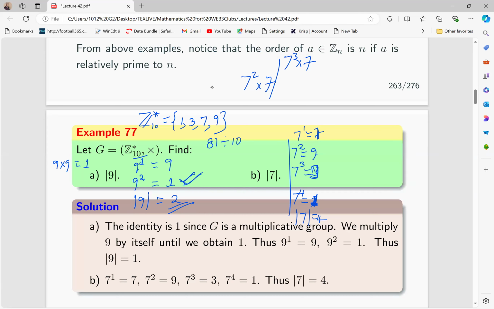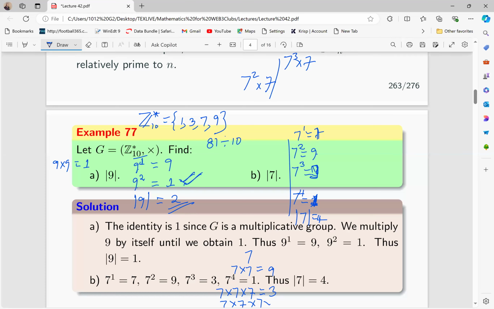So again, for this one, I understood this as 7. Then this will be 7 times 7, which is 7 square, because that is 9. Then 7 times 7 times 7, that will be 3. And then 7 times 7 times 7 times 7, this will be 1. So that's how I wrote the code.